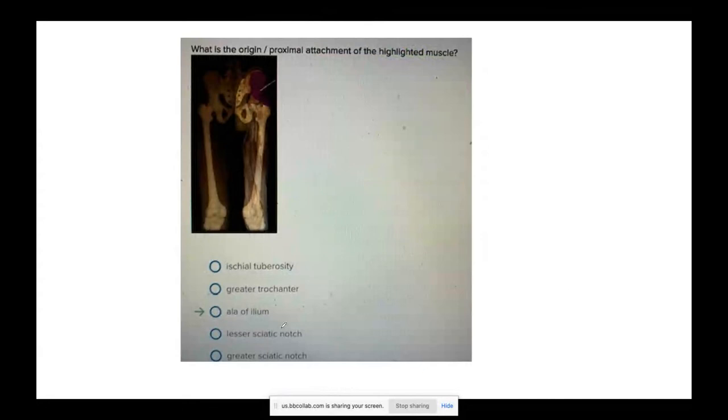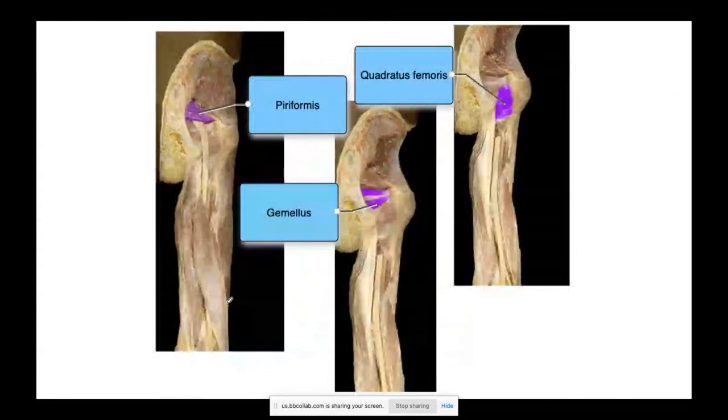Let's skip this one. It's a little bit hard to see. It's asking for the proximal attachment of this muscle here, and it's going to be the ala of the ilium. A little bit hard to see, so we'll skip that one.